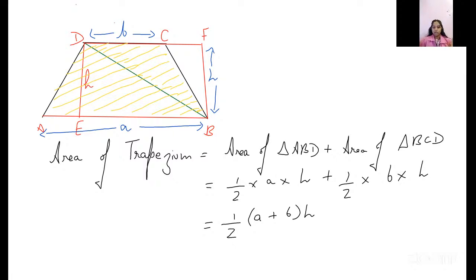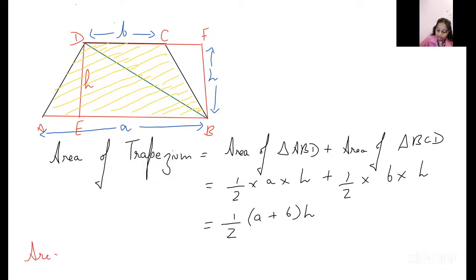Half is also common: half base into height, half base into height. The bases are different, and the height is common, so we are taking 1 by 2 common. Then, because we have to add them to obtain the area, we add the bases and multiply with height: half, base A plus base B, into height. So this is how we obtain the formula for the area of a trapezium.